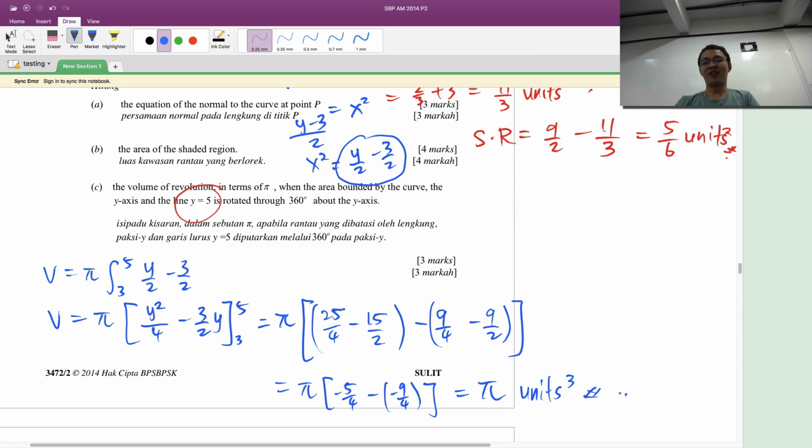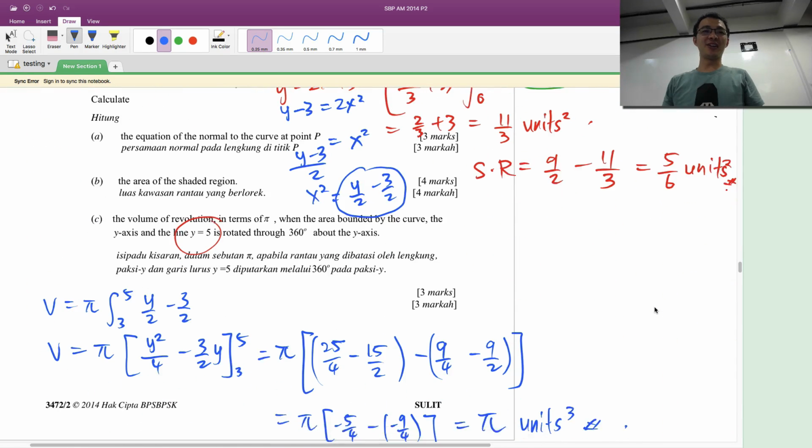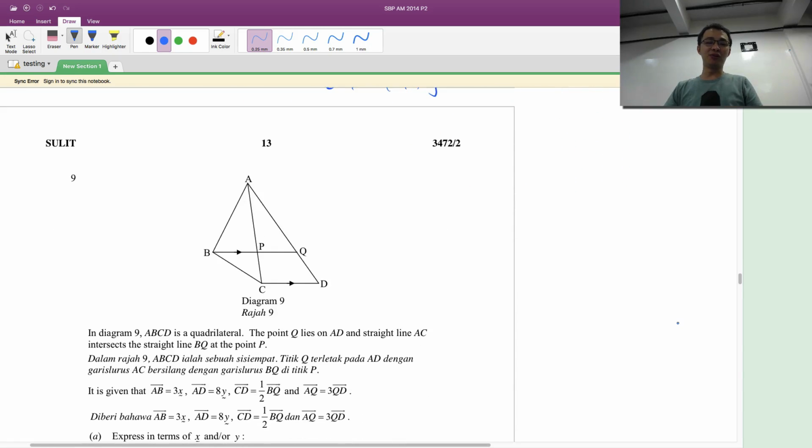Okay, this is how we find the volume. I hope I do help you to understand how to find volume. Do you? So far so good about volume, or which part you want to ask before I move on? Okay, if no question, I'm going to move on to number 9.